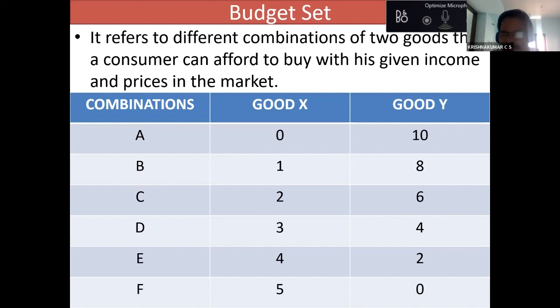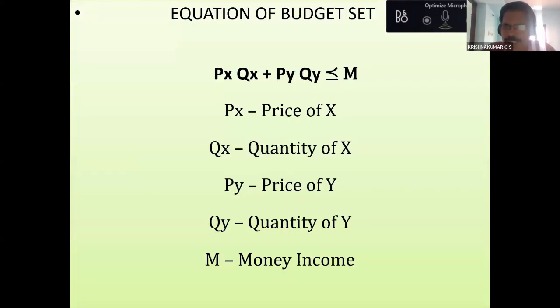And when you present it in the form of a diagram, what would you call it? Budget line. We will call it budget line. So budget line is nothing but a diagram that shows different combinations of two goods which a consumer can afford to buy with his given income and prices in the market.